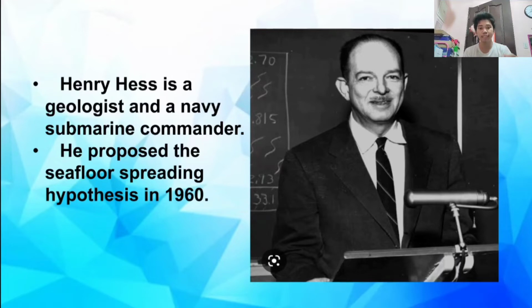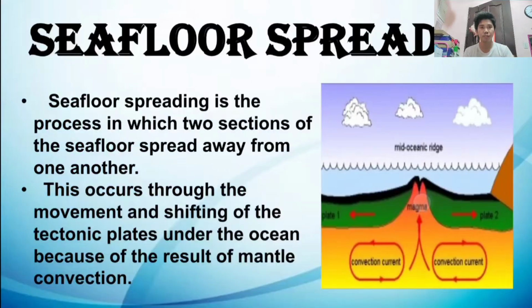Later, in 1960, after much thought, he concluded that the movement of the continents was the result of seafloor spreading. So what is seafloor spreading? Seafloor spreading is the process in which two sections of the seafloor spread away from one another. This occurs through the movement and shifting of the tectonic plates under the ocean as a result of mantle convection, which carries heat from the lower mantle and core to the lithosphere.